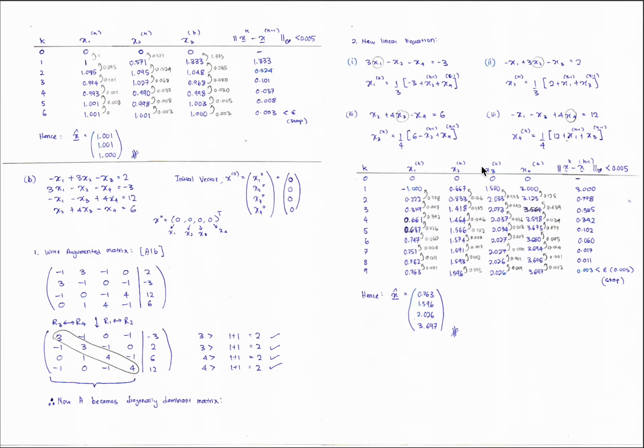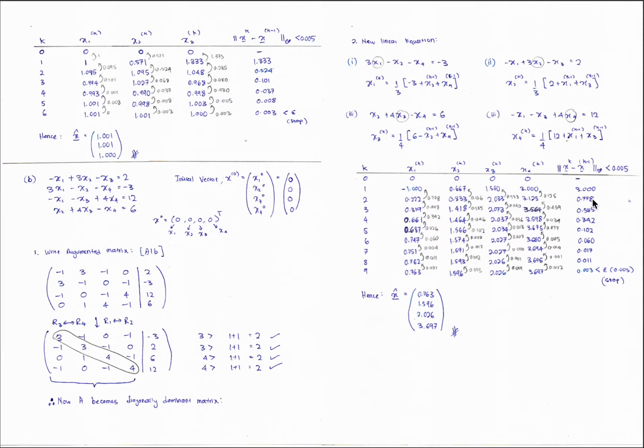Again, after that, x3 also same, 1/4 times (6 minus x2 before, which is 0, minus x4 before, which is 0). So we get 1/4 times 6 equals 1.5. Also same with x4. From this equation, x1 equal to 0, x2 equal to 0, x3 equal to 0, and then we get the value of 3. 1/4 times 12 is 3.